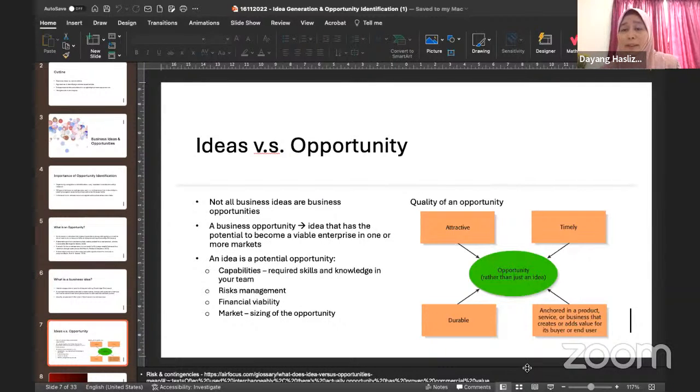Okay, it has to be attractive to the investor, to the entrepreneur. It must be something for an entrepreneur to pursue, to embark on the opportunity. It has to be attractive. For example, you have a good business idea, and it can become an opportunity. However, you are not interested. No entrepreneur is interested. It cannot become an opportunity.